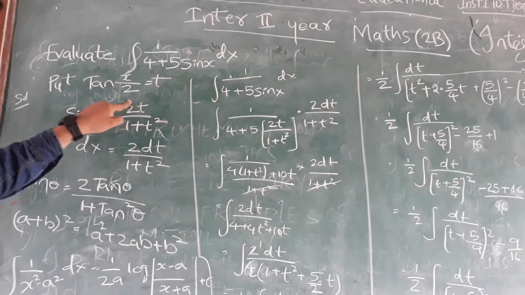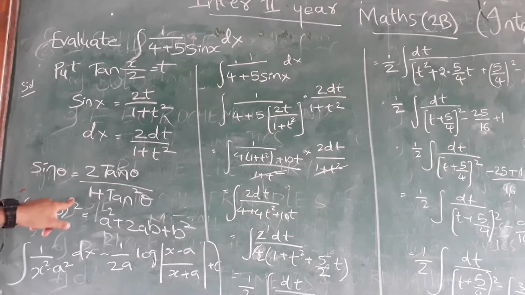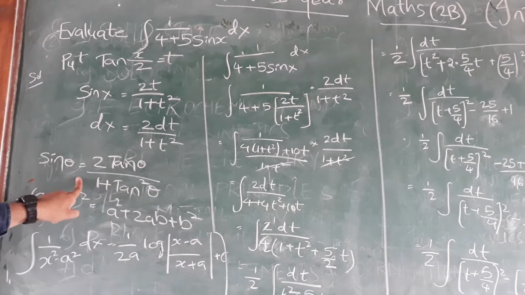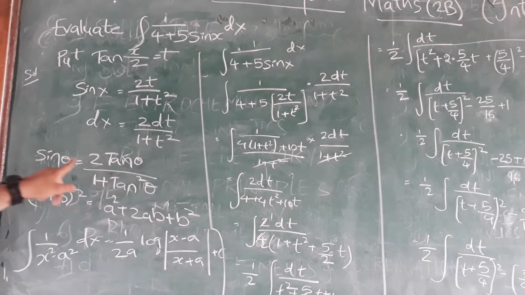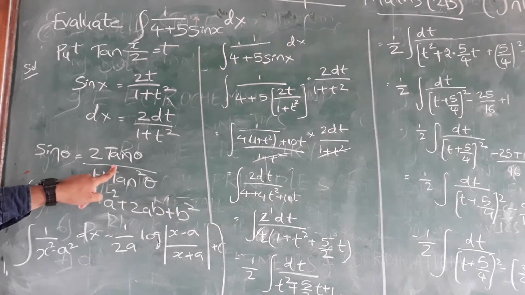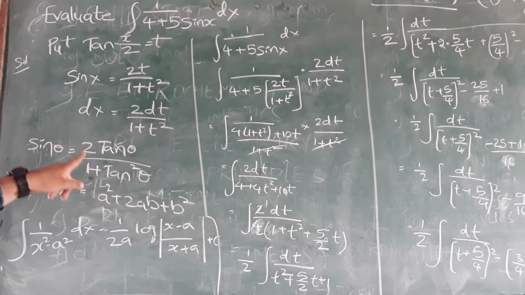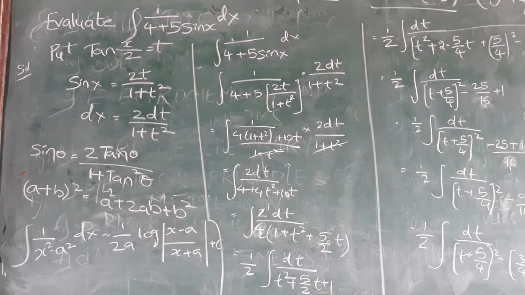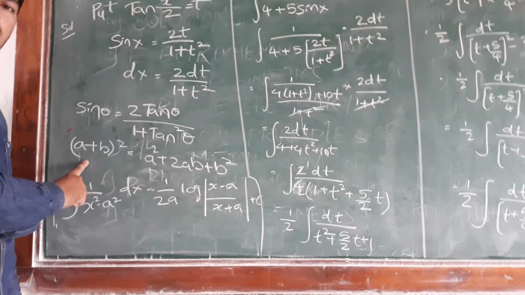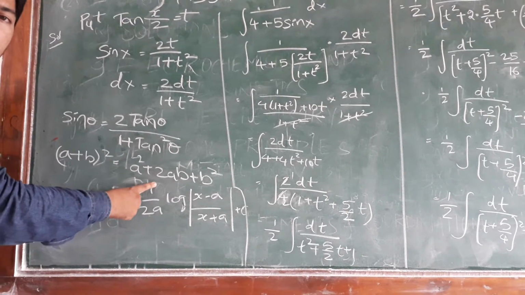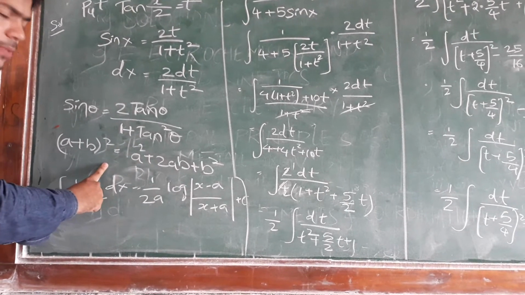The first formula we know here is sin 2 theta. In last year's trigonometry we have seen that sin 2 theta is equal to 2 tan theta by 1 plus tan square theta. So that is the formula we know. And also the basic formula: a plus b whole square is equal to a square plus 2ab plus b square.